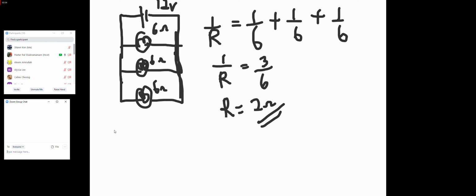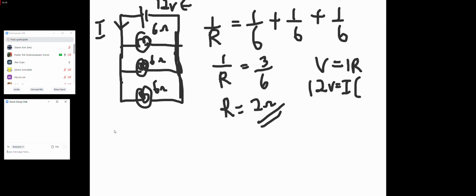If the whole circuit has 2 ohms, what is the main current value? To find the main current value, V equals IR. The main source voltage is 12 volt. Main current we do not know, the effective current. Total resistance is only 2 ohms. So the main current is actually 6 ampere. The main current here is 6 ampere.